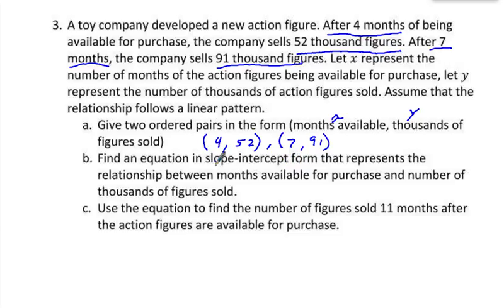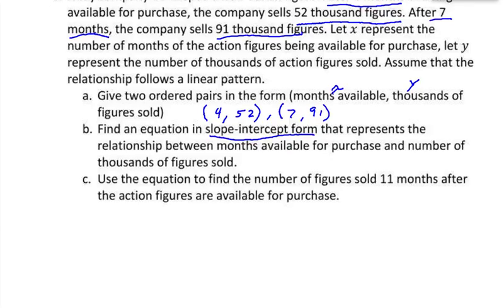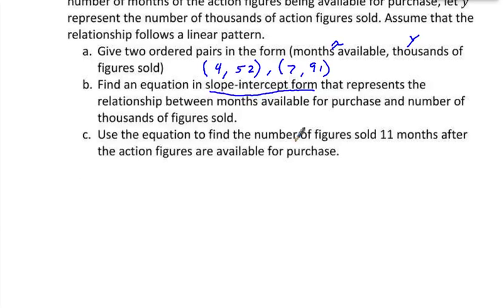Part B asks us to find an equation, again in slope-intercept form, that represents the relationship between months available and thousands of figures sold. We find the slope. 91 minus 52 divided by 7 minus 4. And that's 39 thirds, or 13.